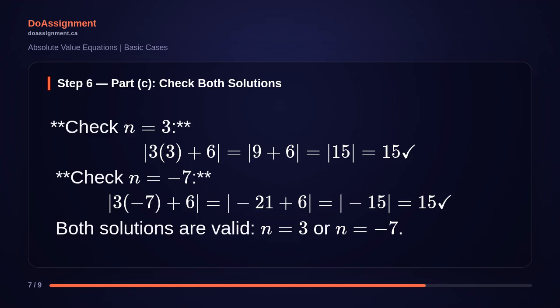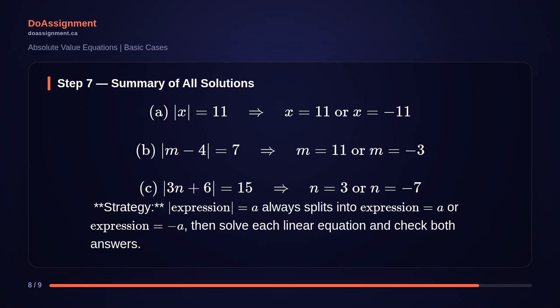Checking n equals 3: 3 times 3 plus 6 equals 9 plus 6 equals 15, and the absolute value of 15 is 15. Check. Checking n equals negative 7: 3 times negative 7 plus 6 equals negative 21 plus 6 equals negative 15, and the absolute value of negative 15 is 15. Check. Both solutions are confirmed.